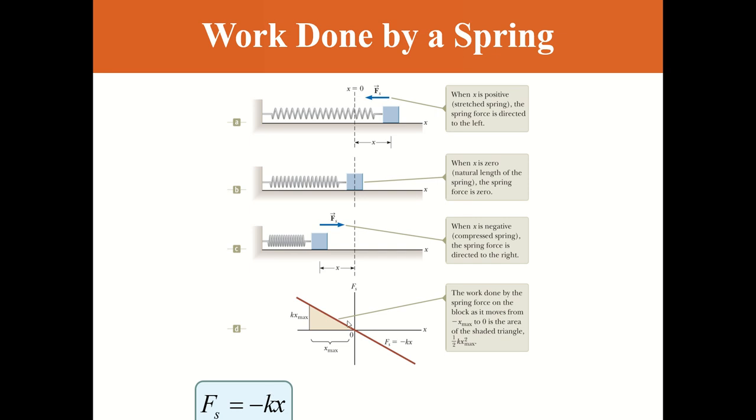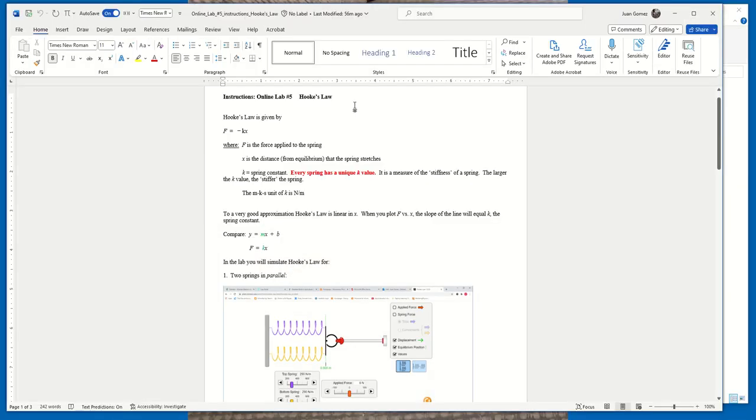K is the spring constant. Each individual spring has its unique K value. That's what the lab's going to do for us. And the MKS units of K are Newtons per meter. But that's Hooke's law. F is equal to minus Kx. Well, to a very good approximation, that's Hooke's law. F is equal to minus Kx. And again, what does it apply to? A mass connected to a spring.